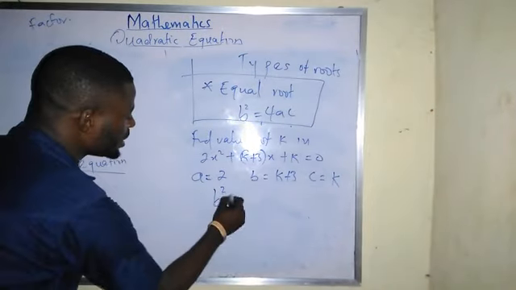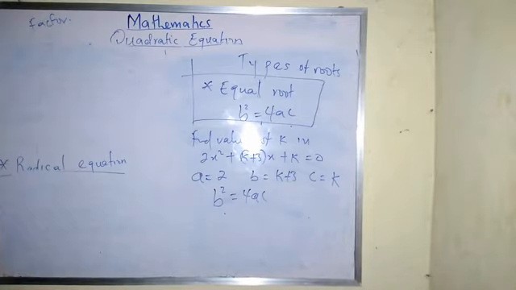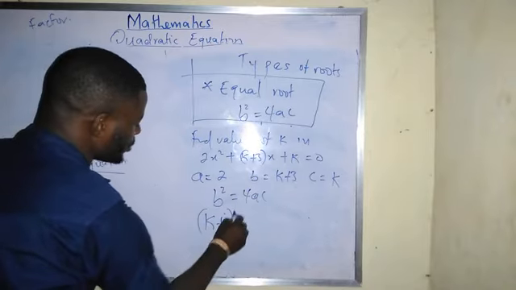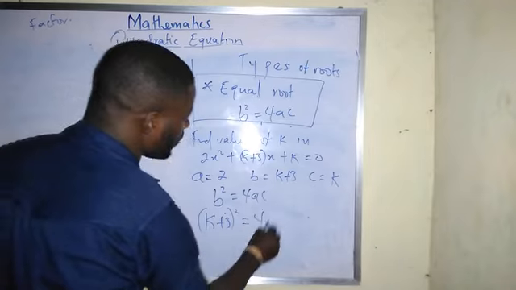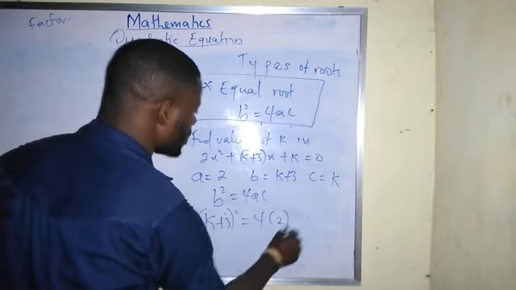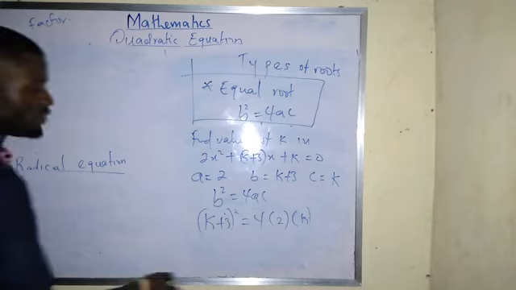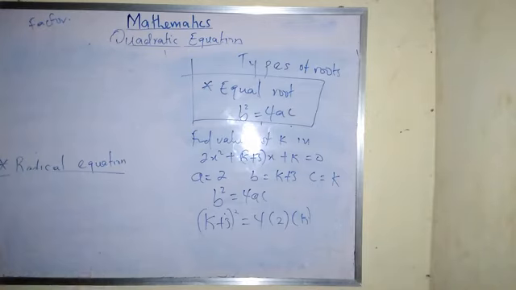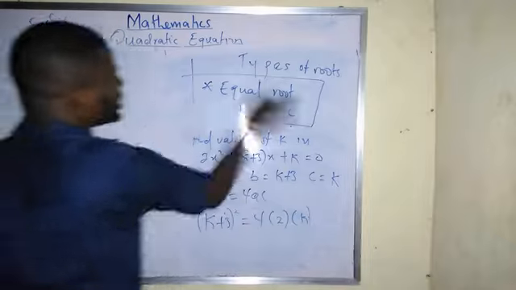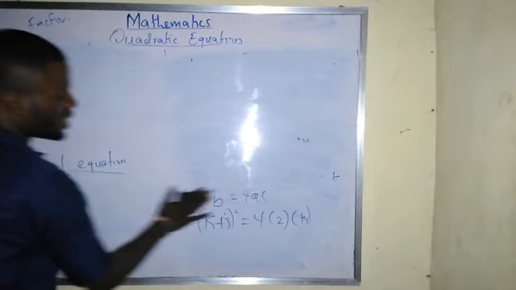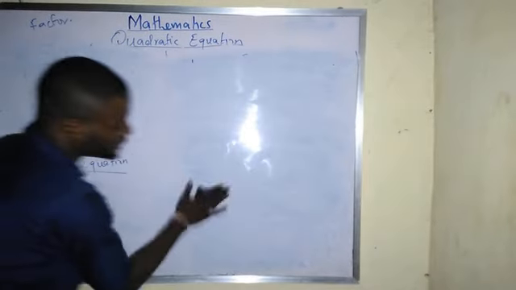It means b squared equals 4ac. That is very, very important. What is my b? (k plus 3) squared equals 4 bracket of 2 bracket of k. Now you can do this. Whatever you get is your answer for k. I think we have done a lot on this, I don't need to stress myself. Just try. If you have any problem, you are free to drop your comment at solutionacademy@gmail.com.